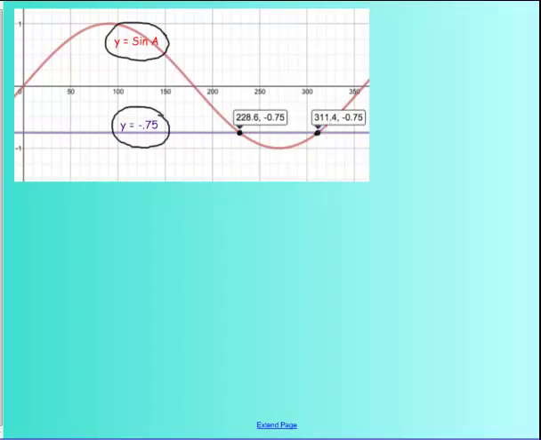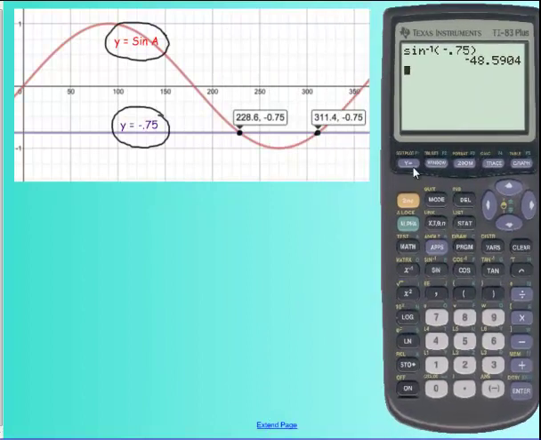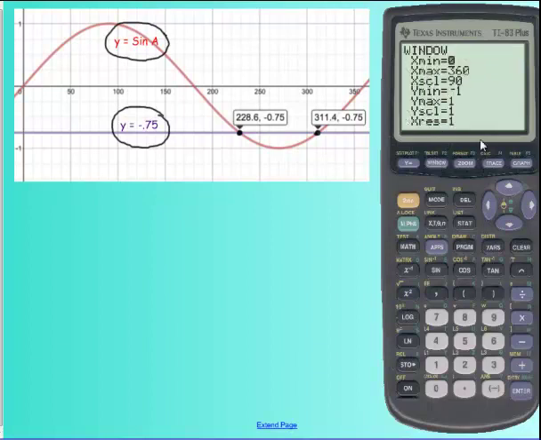So if I come back here to my graphing calculator to mimic this, what I would do is I would go into y equals, and in y1 I'd put sine of x, and in y2 I'd put negative 0.75. I'd make sure my window goes from 0 to 360, because that's what they asked me to look for, and now I'm going to graph it. Now, how do I figure out these points right here?